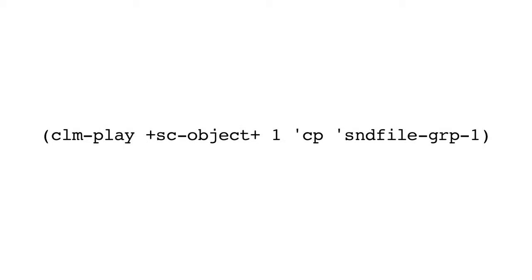Then we can specify the computer as the player argument to CLM play. Usually we would specify a list of players to be used in the call to CLM play, but here we're supplying just one symbol, CP, for the computer part. So we're only interested in generating output for this computer player.